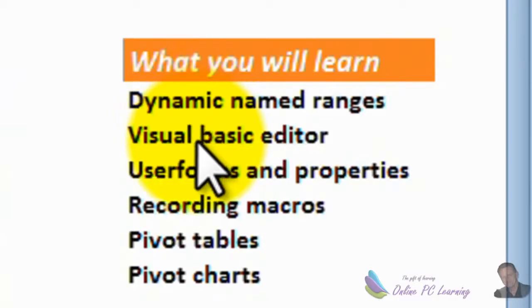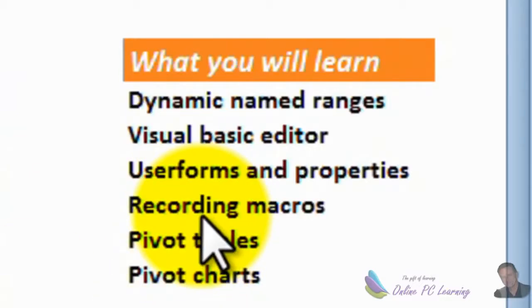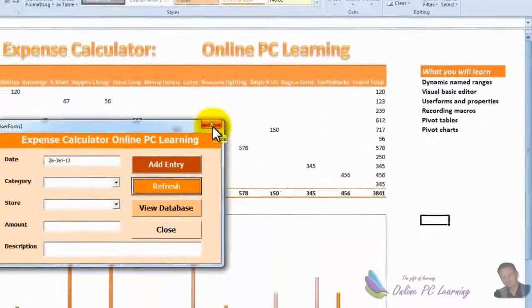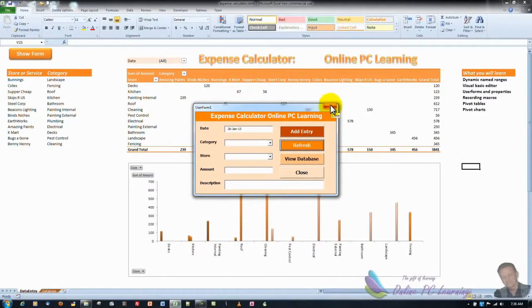We'll have a look at the Visual Basic Editor, user forms and the properties of user forms. I'll show you how to make user forms a little bit colourful if you like that. And then we're going to have a look at recording macros, pivot tables and pivot charts. And simply I'll take you through the setup of this book before we get started, and you can then decide whether you want to continue with this project.